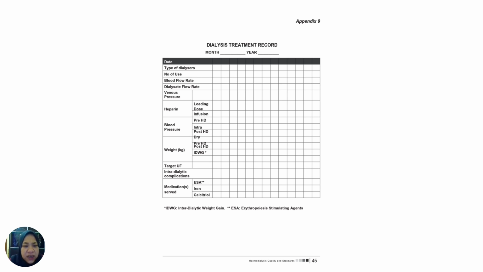So this is an example of the record of dialysis treatment. We have the month or year, date, type of dialyzer, number of used dialyzer, blood flow rate, dialysis flow rate, venous pressure, heparin, low dose or free heparin, blood pressure pre-HD, intra-HD, also the post-HD, weight, dry weight, pre-HD and post-HD weight, IDWG, the target of UF, also the intradialysis complications.